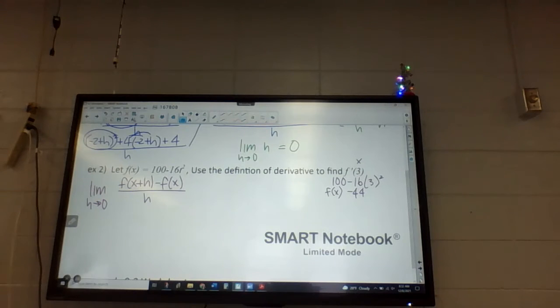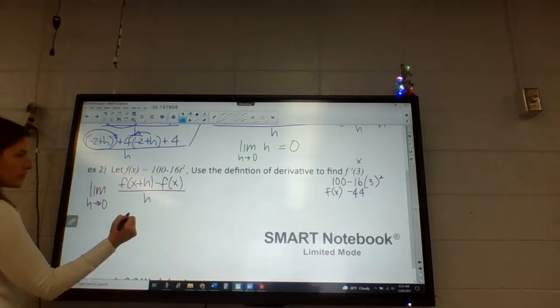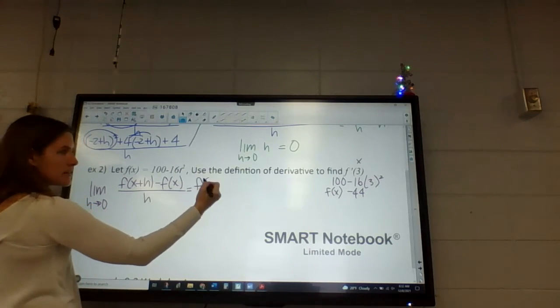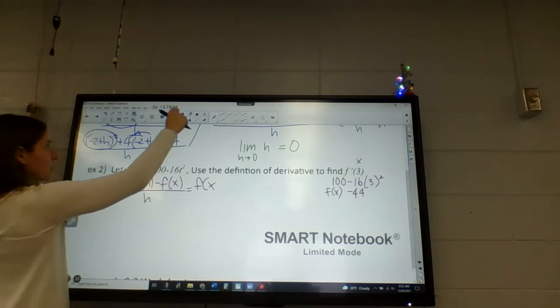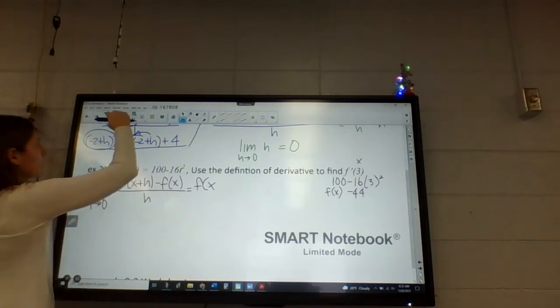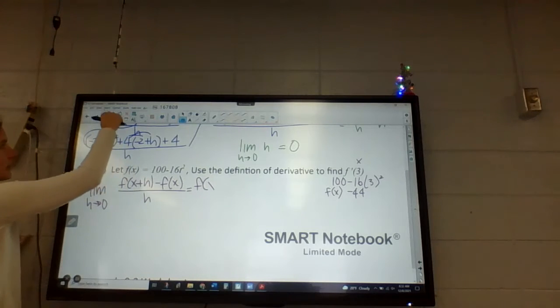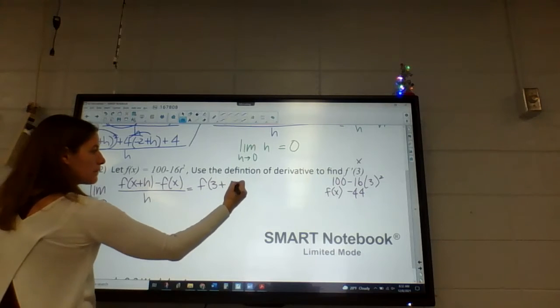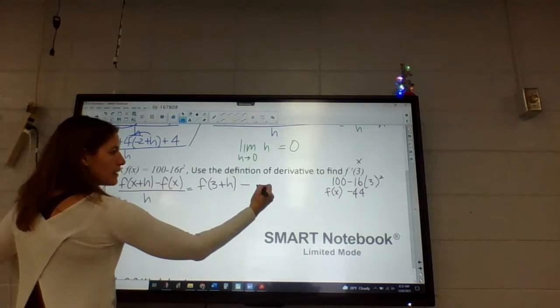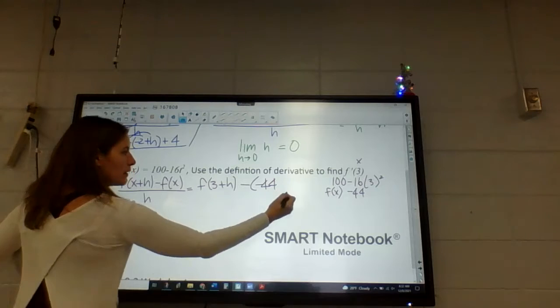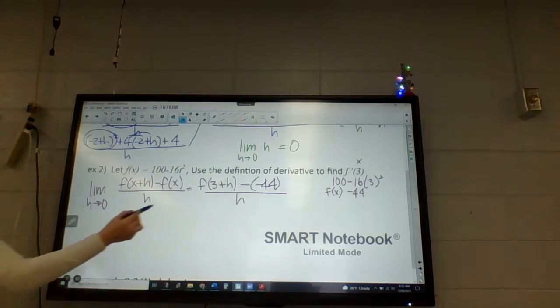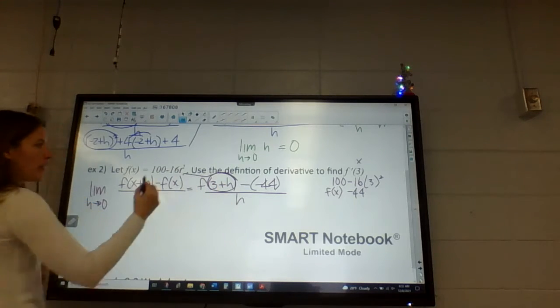So we're going to put all our information in here. So I'm going to do f of, and x and t are essentially the same thing, so don't let that throw you off too much. But our x value is 3. And minus a negative 44 over here over h. So now 3 plus h is what's going into this equation for t.